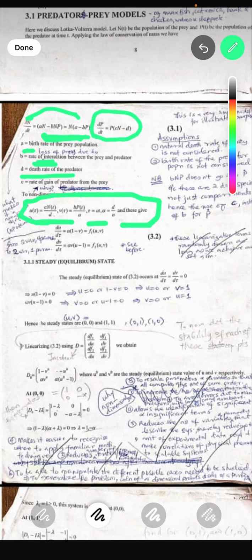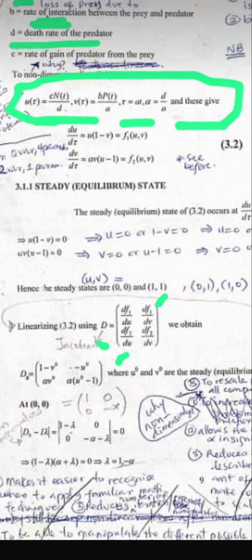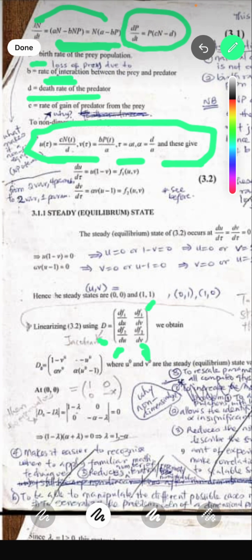Now for a steady state equation, this capital D is a formula on its own. D says that we differentiate f1 with respect to u, and differentiate f1 again with respect to v. And the second row, this third one now, says differentiate f2 with respect to u and differentiate f2 with respect to v. This is a matrix form, meaning that if you differentiate those values, you put them in the respective places. You differentiate this one, put it here. You differentiate this one, put it here. Differentiate this one, put it here. You see that you have a 2 by 2 matrix.